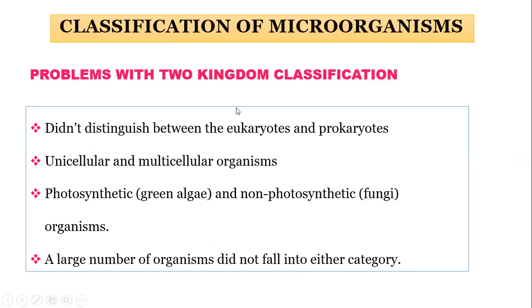categorized under eukaryotes, and cells without a membrane bound nucleus are categorized under prokaryotes. This two kingdom classification poses certain problems: it doesn't distinguish between eukaryotes and prokaryotes, and it incorporated both unicellular and multicellular organisms, and both photosynthetic organisms like green algae and non-photosynthetic organisms like fungi are incorporated in the same category, and a large number of organisms did not fall into either of these categories. These are the problems present in two kingdom classification. Hence, there is a need of another classification.